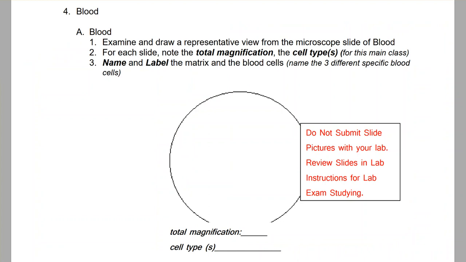The last connective tissue we're going to look at is blood, and it's pretty indicative of a connective tissue. It connects literally every inch of your body from your toe to the top of your head. So that's kind of cool. And so remember, we have to look at blood, and then we're going to identify the three kinds of blood cells that we see in a blood sample. So let's take a look at that.